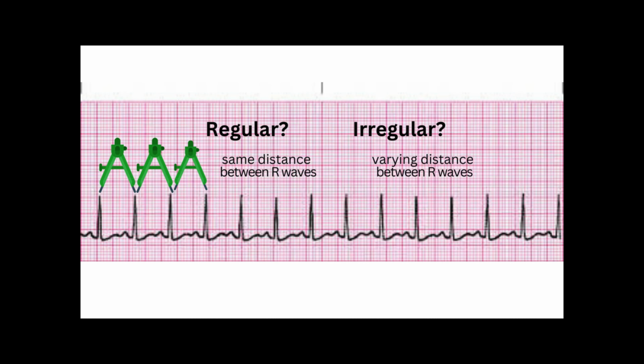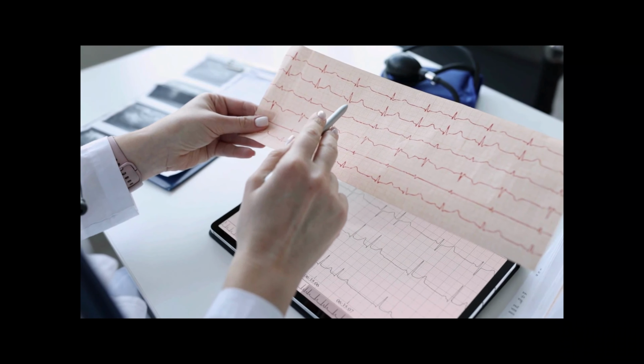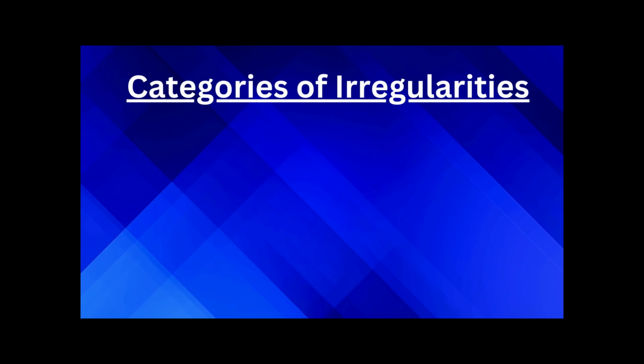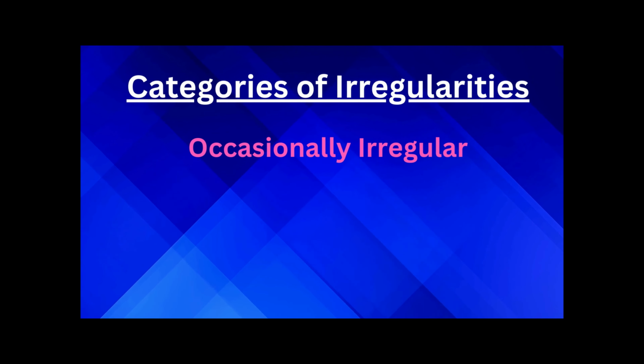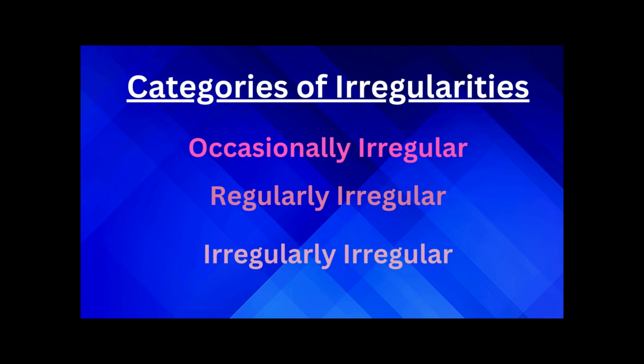distances between them. When encountering an irregular rhythm on the ECG, as seen here, it becomes crucial to delve deeper into its pattern classification. You will need to distinguish whether it falls into the categories of occasionally irregular, regularly irregular, or irregularly irregular.